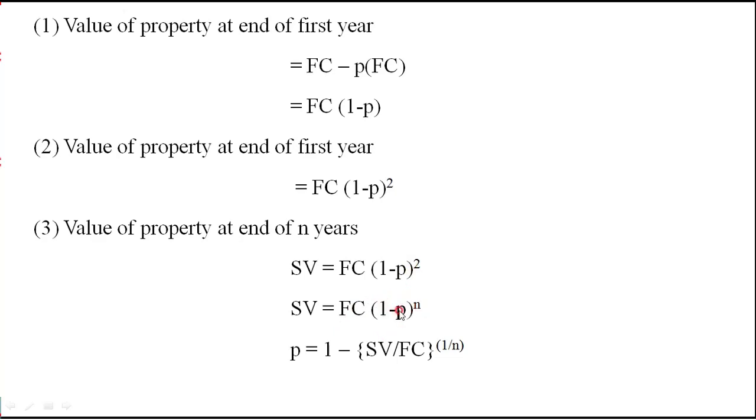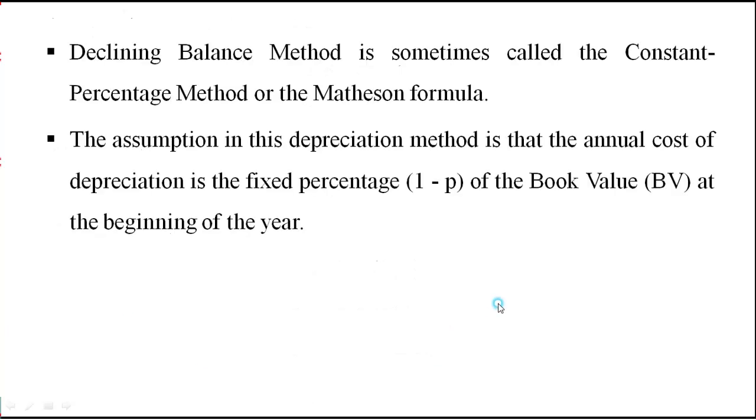Then you can easily find out the constant or the rate by which the value is depreciating or the loss of its value, that is P is equal to (1 minus SV divided by FC) raised to 1 by N. And this method we also call the declining balance method, sometimes called the constant percentage method, or Matheson's method, Matheson's formula.